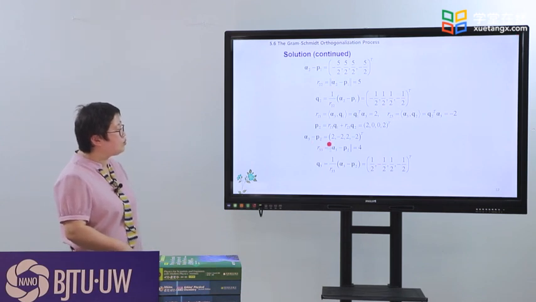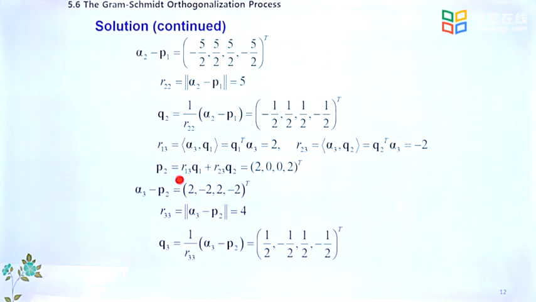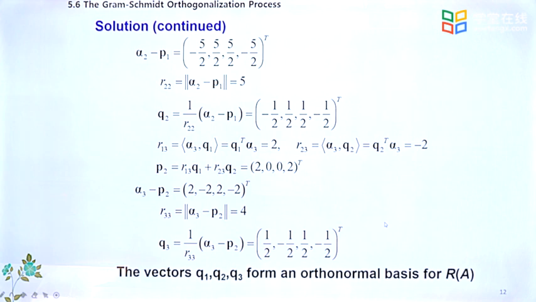Then A3 minus P2 is this vector, and its length is this value. Then Q3, the third orthonormal basis vector, just equals this vector A3 minus P2 divided by its length, so it's equal to this vector. So the vectors Q1, Q2, Q3 form an orthonormal basis for the range of A.